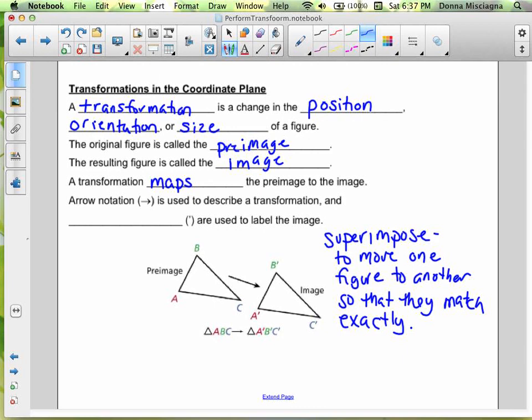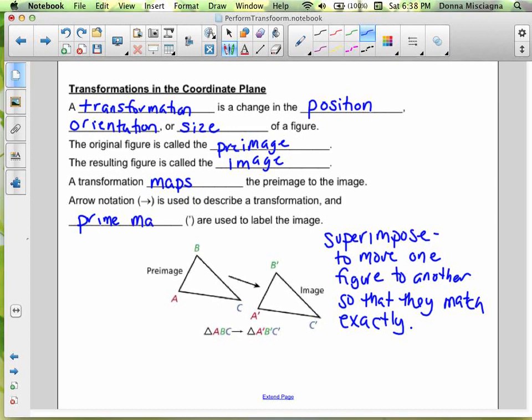Arrow notation is used to describe a transformation. And what would we call those little symbols so that we can distinguish between who's the pre-image and who's the image? Well, they're called prime marks.